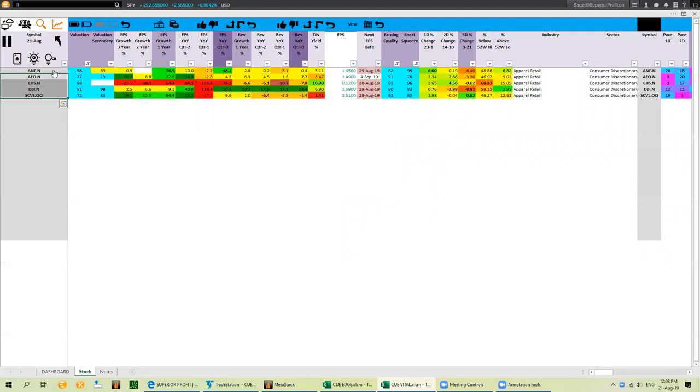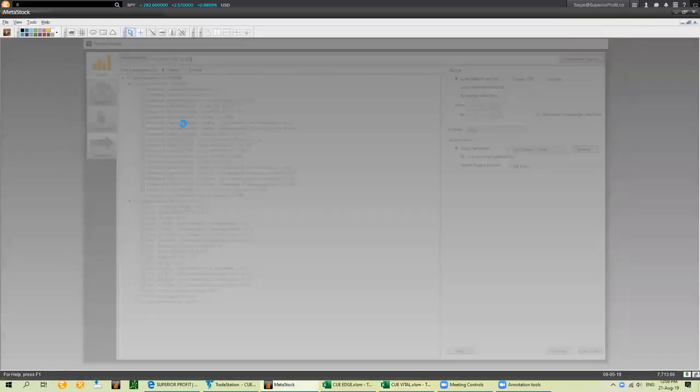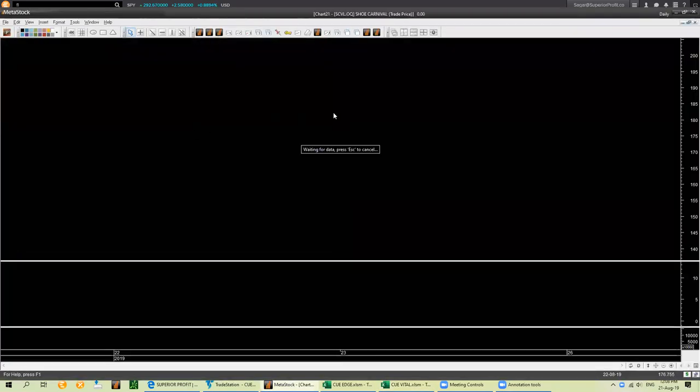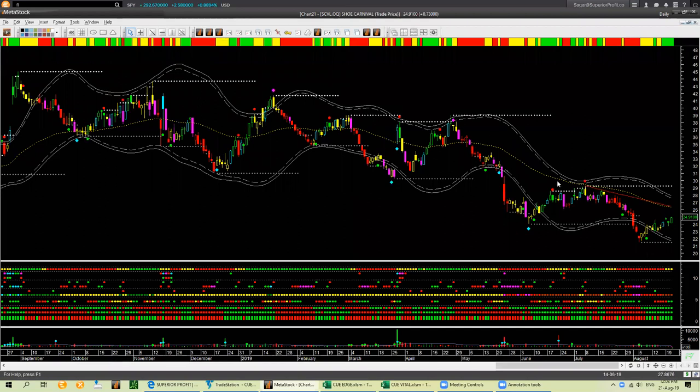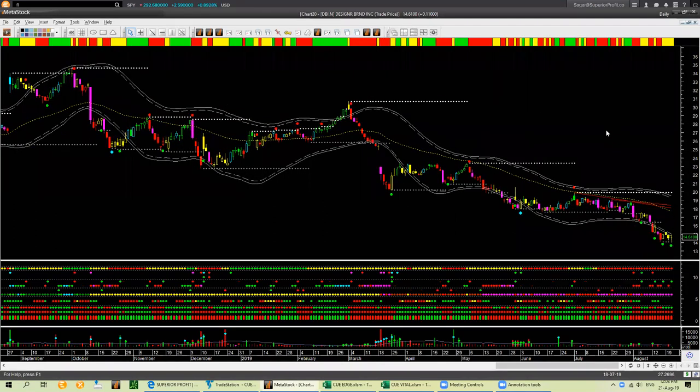I can highlight the symbols in any place actually. I can highlight here also and click on the chart. It will open the chart using the template we have set. And using the template, instantly I can decide it is in a downtrend. There is no trade setup here. Also, no trade setup in this stock, DBI.